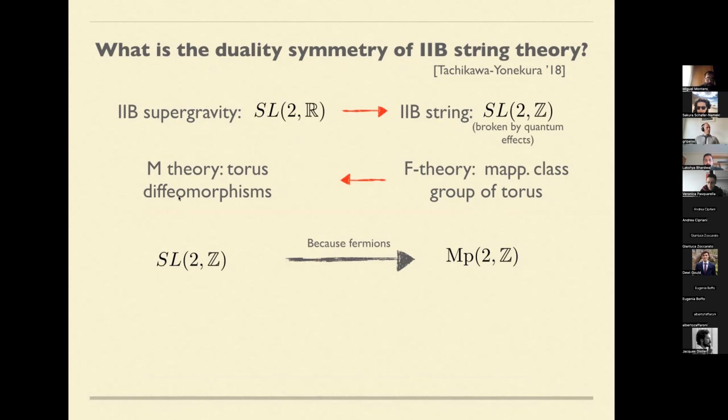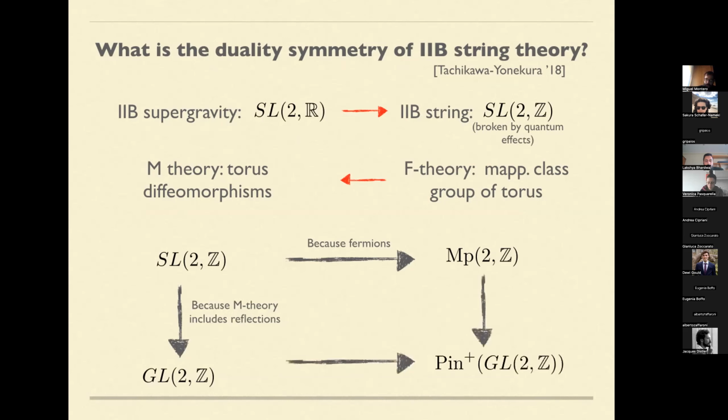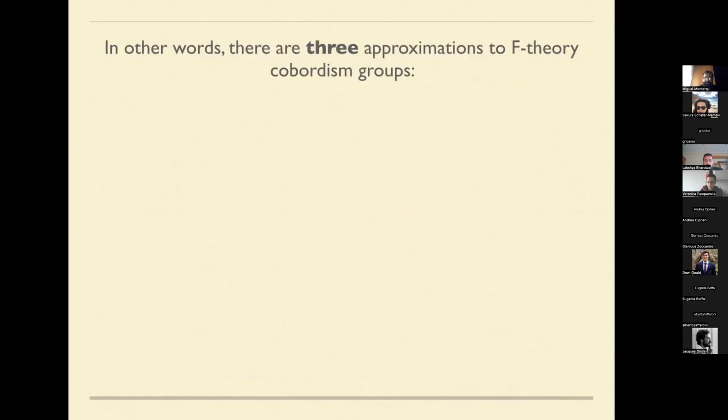because as we were discussing before, M theory has reflection symmetries. And because you have reflection symmetries, you can flip one of the sides of the torus. That actually enlarges the group from SL2Z to GL2Z. And if you take into account that you can have reflections and fermions and everything, you end up in a bit more complicated abstract group, which is the pin plus cover of GL2Z, okay? The point here is just that it's not the SL2Z, it's a bit more complicated. And this is the actual duality group of type 2B string theory.